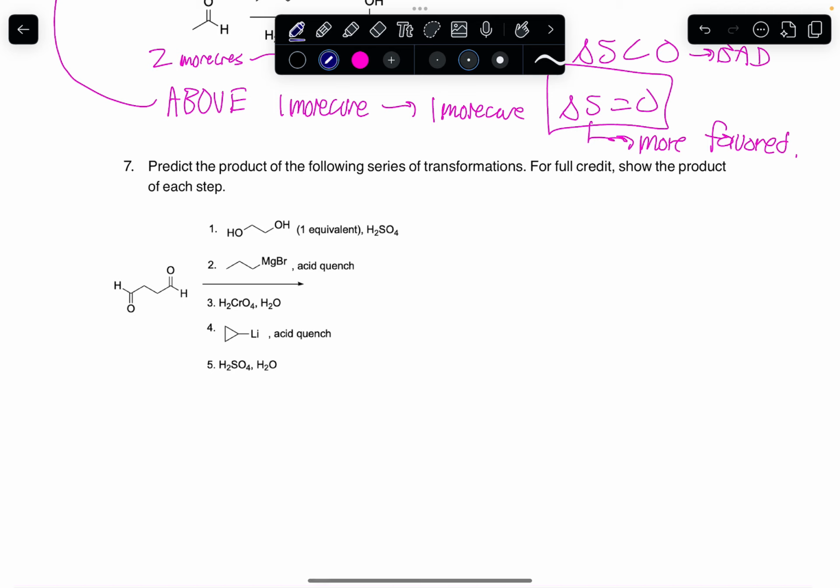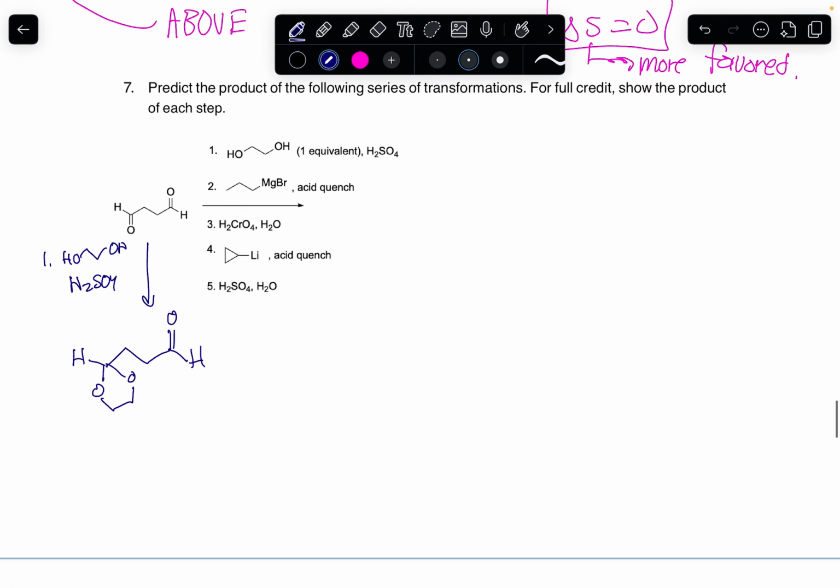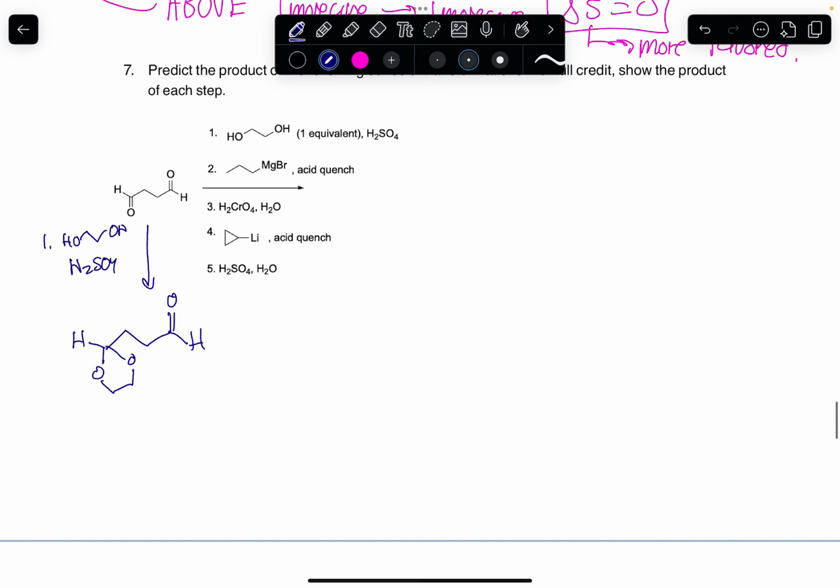Predict the product of the following series of transformations. So this is a typical kind of protecting group question that we use on this exam where you do some sort of protection. Here we have 2 aldehydes. They're actually identical. In the molecule, this is a symmetrical molecule, so you can add it to either. I'm going to add it to the left. Why did we even add a protecting group? Probably because we only want the Grignard to add at one place.